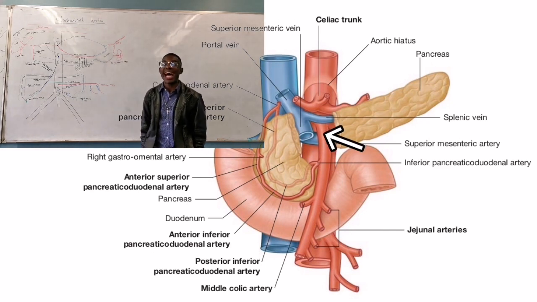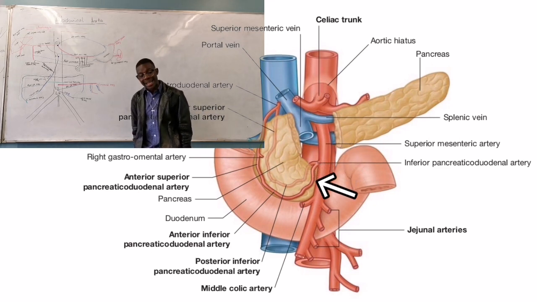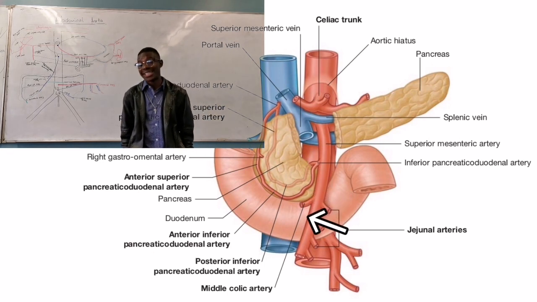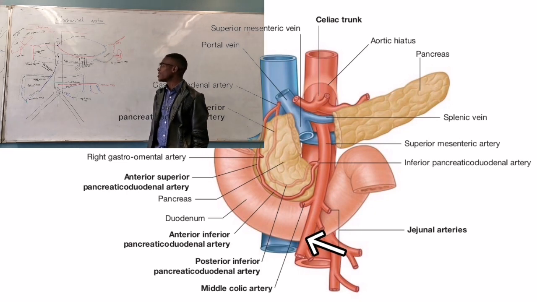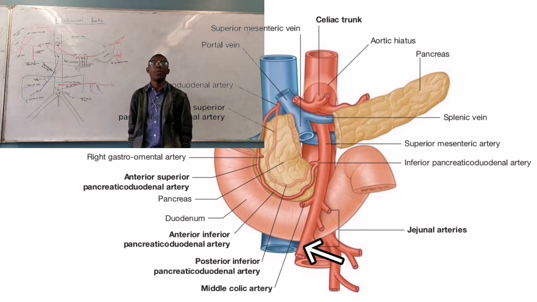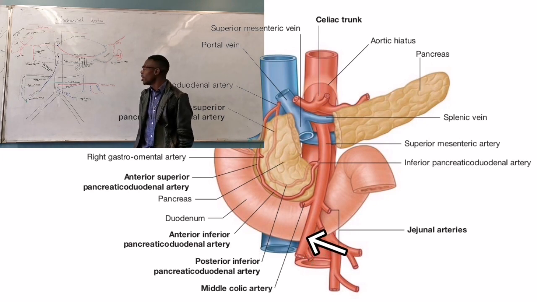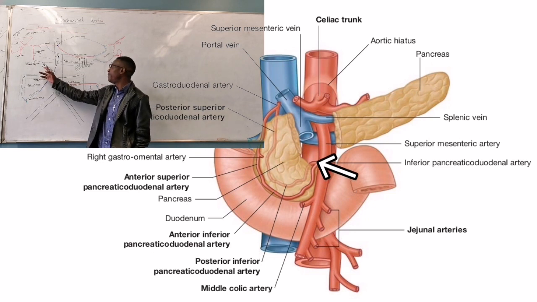And then it becomes anterior to the uncinate process of the pancreas, and then anterior to the third part of the duodenum, and then it's going to be posterior to the transverse colon, and then it's going to run towards the right, giving special branches. Right. So the first branch that you need to take note of is the inferior pancreaticoduodenal artery.